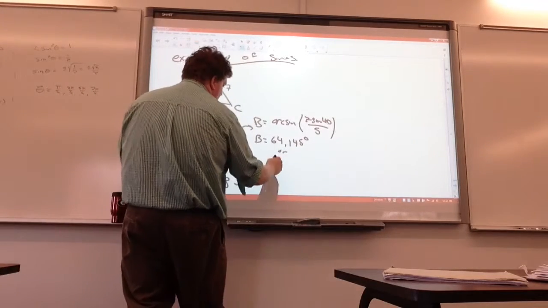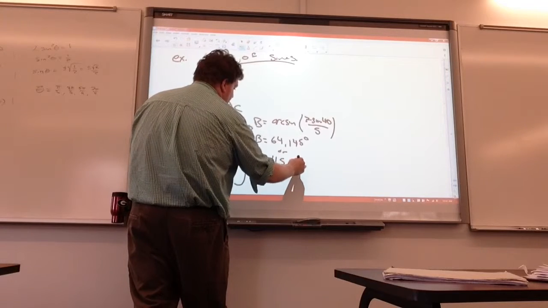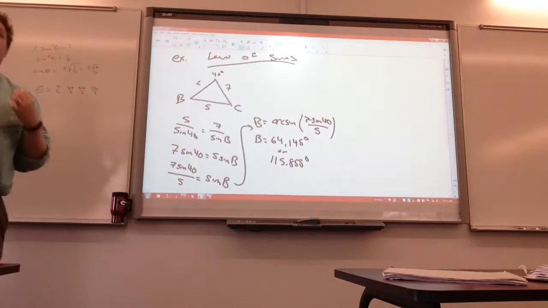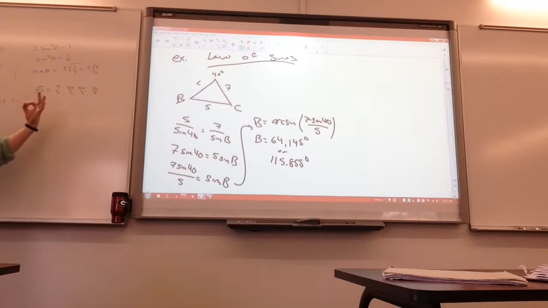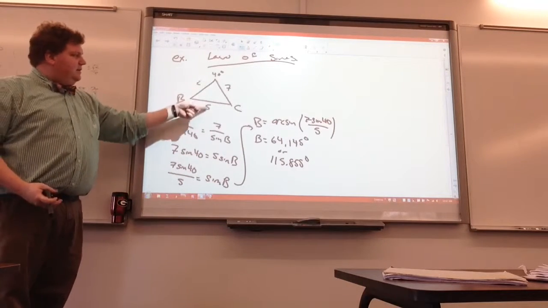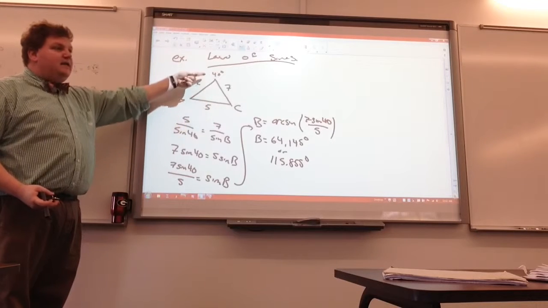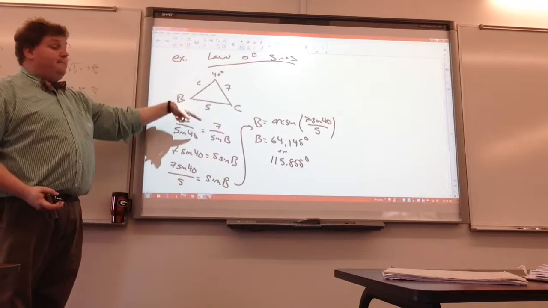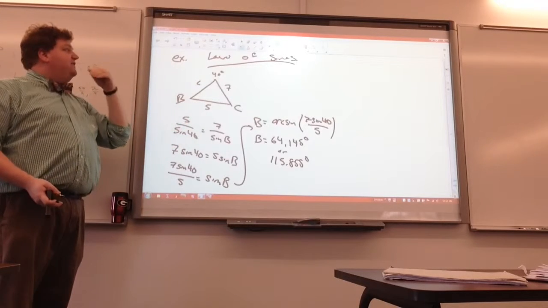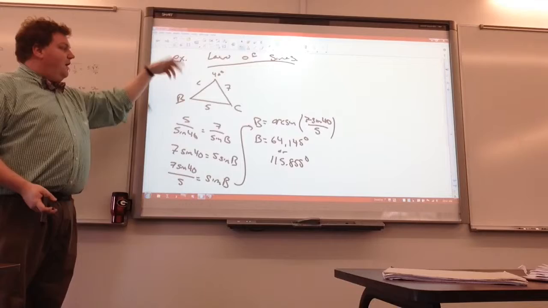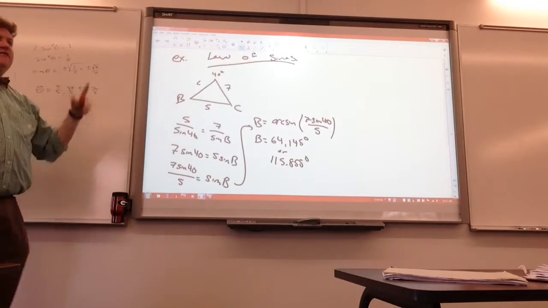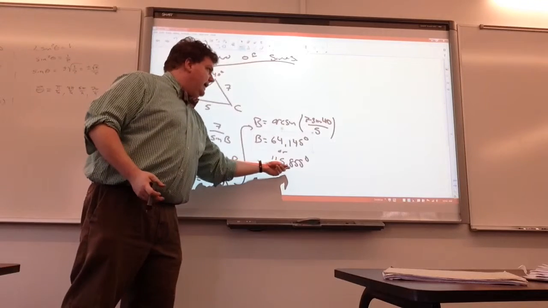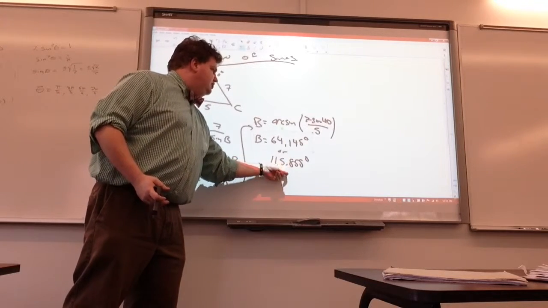Or 115.855 degrees, okay? There are 2 answers here because we don't know if this is the biggest side, or basically if it's the smallest side angle pair or the middle side angle pair, okay? So that can affect our answer, okay? If it's the smallest, this is our answer. If it's the middle, this should be our answer down there.